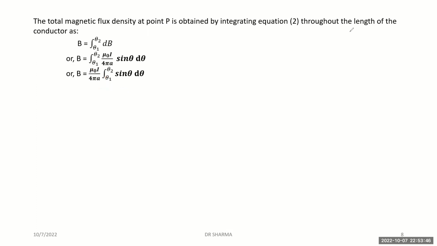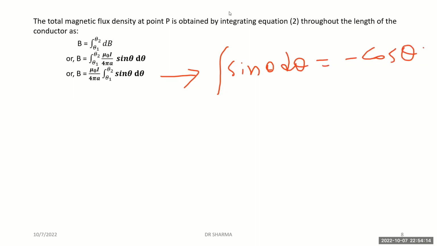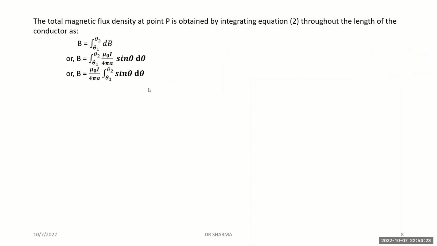This implies B is equal to mu naught I by 4 pi A (cos theta 1 minus cos theta 2). You remember that the derivative of cos is negative sine, so the integration of sine theta is negative cos. So after using the limits, you get mu naught I upon 4 pi A (cos theta 1 minus cos theta 2).